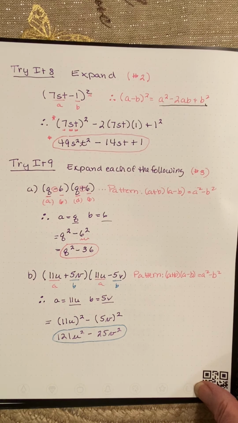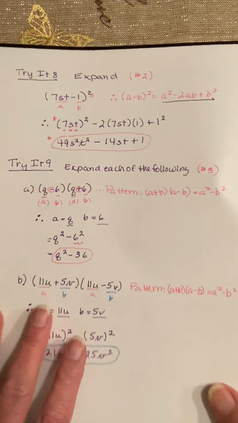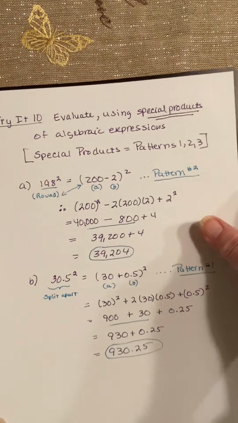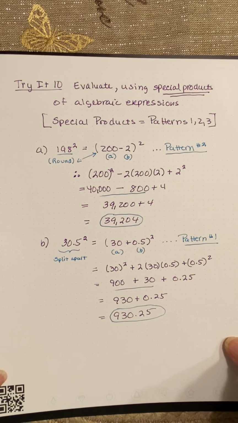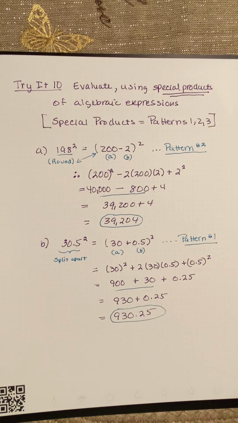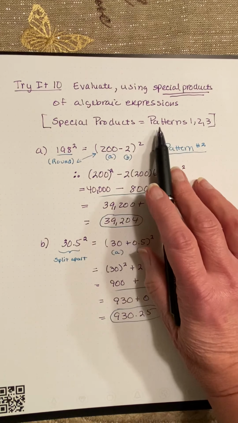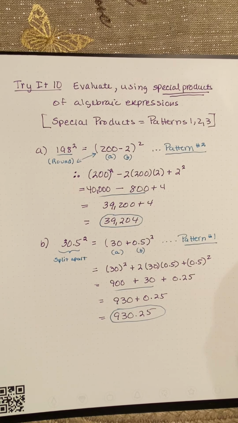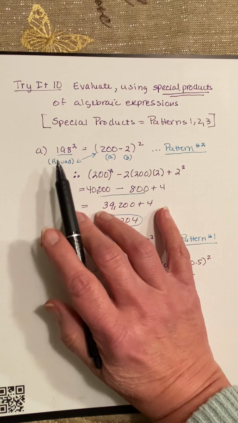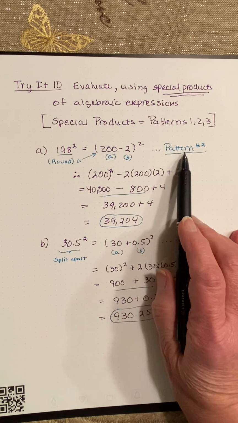Okay, turning the page, we have try it 10. Now we're going to evaluate these using special products of algebraic expressions. So the special products refers to all three patterns, 1, 2, and 3. We have in letter A, we're going to use pattern 2.